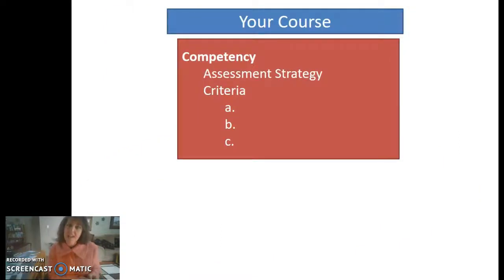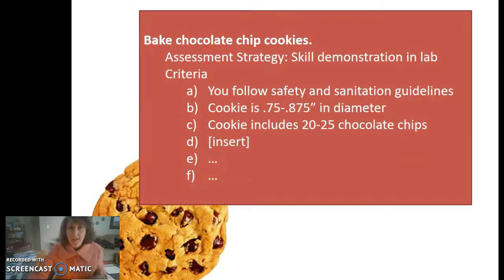So I want you to take a look at your course outline. In your course outline, you should be able to identify each of the course competencies that are listed. Each course competency should have associated with it an assessment strategy, and then underneath the assessment strategy should be listed the criteria by which students will be judged, again, on their mastery of that competency. As you review your course outlines, sometimes outlines haven't been updated in a while, so you want to make sure and ask yourself, are these competencies relevant to how the course is being taught today?